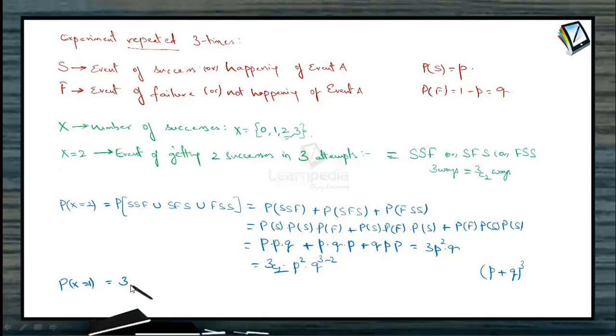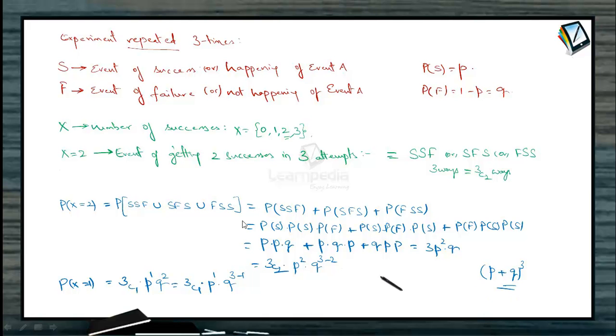Out of 3 attempts, any one success can happen in 3C1 ways. Success should happen with a probability p, so it is p to the power of 1, and the rest 2 should be failures. So q repeats twice, which is the same as writing 3C1 into p to the power of 1 into q to the power of 3 minus 1, right? Now these are the terms related to the expansion of (p plus q) whole cube.